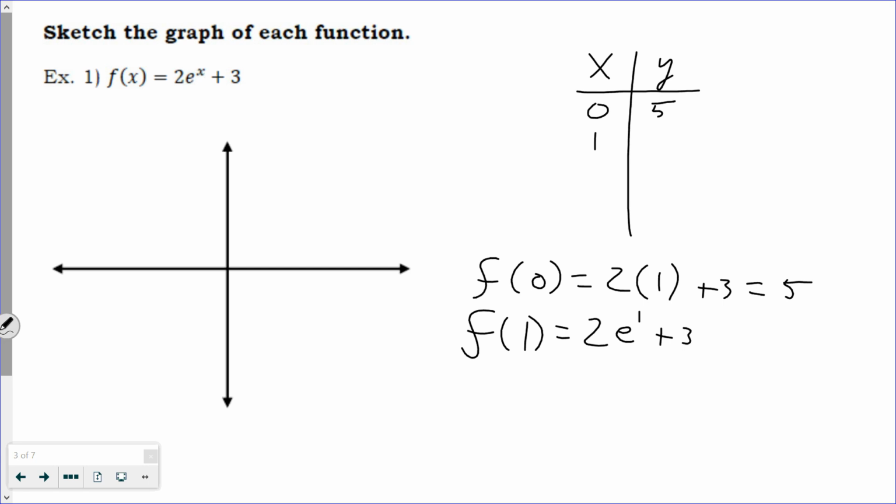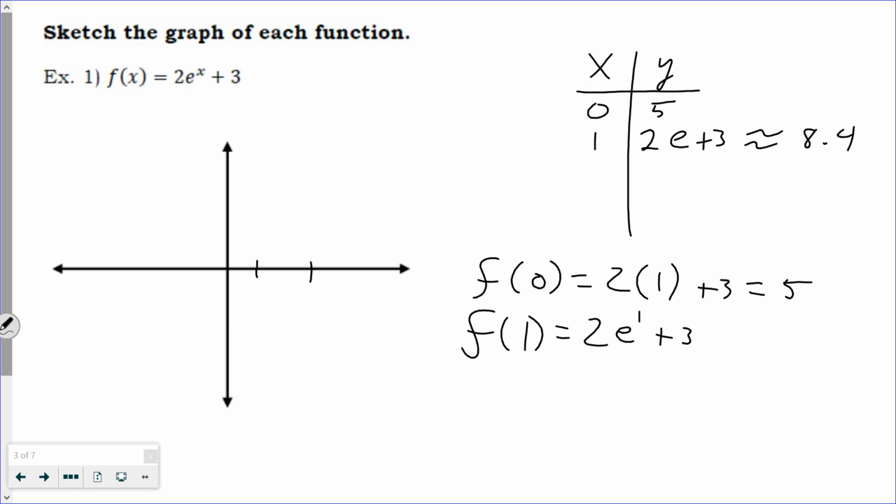E, like I said, is an irrational number. It goes on forever. So the exact answer for the y value when x is 1 is 2e plus 3. We do want to approximate so we can actually graph it. Just trying to graph 2e plus 3 is kind of ridiculous, right? You don't have to put that in. But what you can say is that if e is about 2.7, 2 times 2.7 is 5.4, and 5.4 plus 3 is 8.4. So it's approximately 8.4, and we're doing that just so we can actually graph it. 8.4 is plenty to be able to graph it accurately.